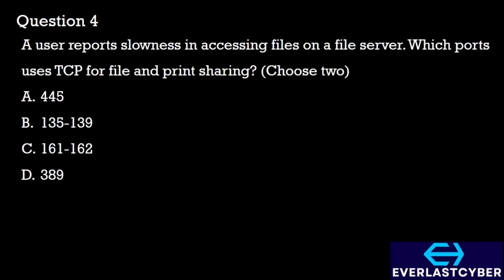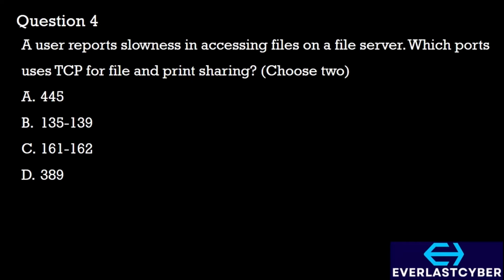Question 4. A user reports slowness in accessing files on a file server. Which ports use TCP for file and print sharing? We'll be choosing two options here. Option A, 445. B, 135 to 139. C, 161 and 162. D, 389. Port 445 is used by the Server Message Block over TCP, and this is commonly used for file and print sharing in modern Windows networks.